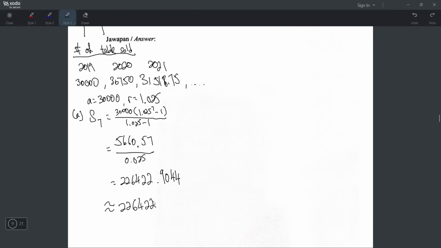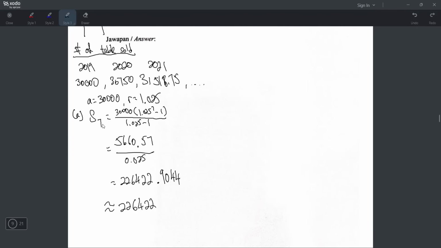Okay, some students always confuse this part. They will say, hey sir, not 226423, because they always think, oh this one is 9 so I have to plus 1. You don't look at it like that, like, oh this one is more than 5 or less than 5. No, no, no, no, no. We don't look at it like that. We have to look at it like this.